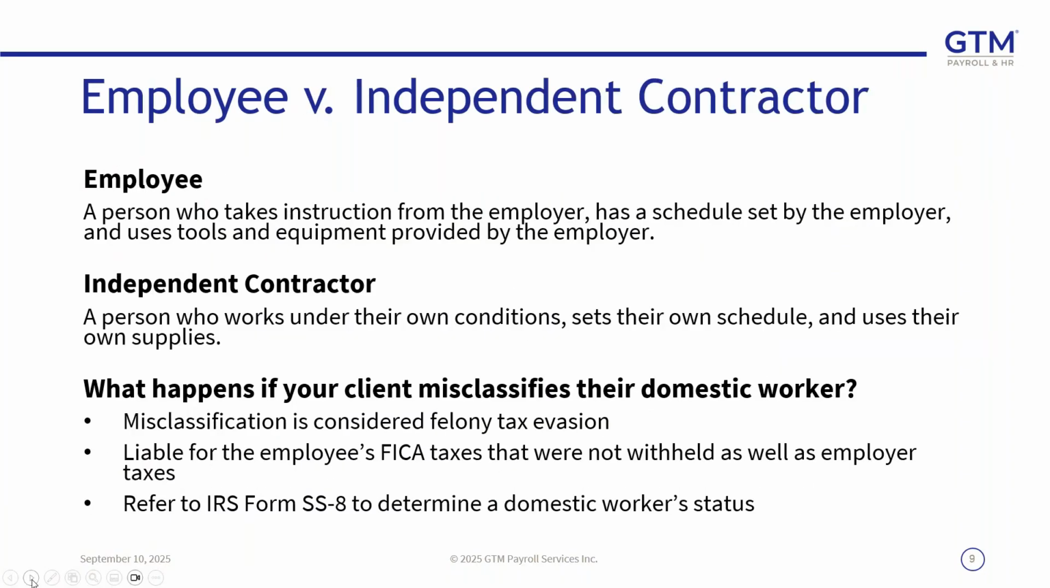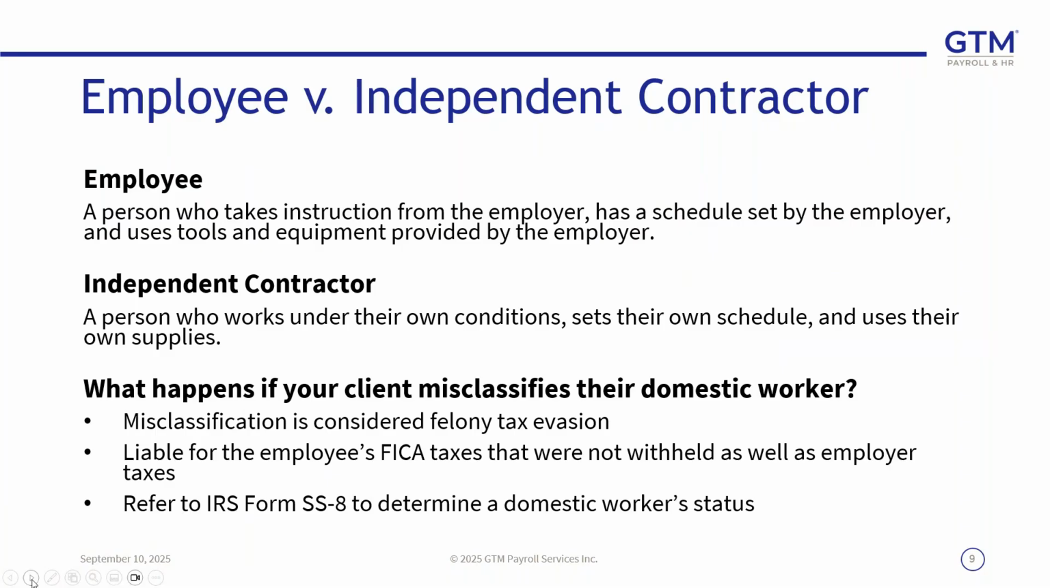A family may try to avoid household employment taxes by classifying their worker as an independent contractor. That way, they can give them a 1099 at the end of the year, and the employee pays the entire tax obligation. An independent contractor pays both the employer and employee FICA tax obligation, which is 15.3% of cash wages. And the family also avoids unemployment taxes and other responsibilities such as workers' comp insurance.